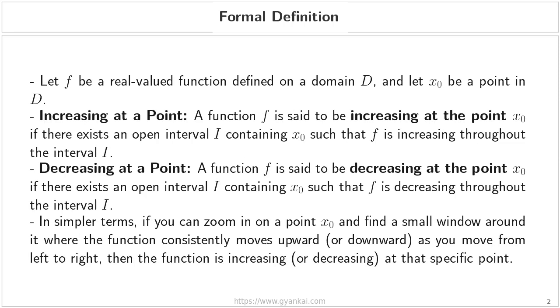To put this into simpler terms, imagine you are zooming in on the point x0. If you can find a small window around it where the function consistently moves upward or downward as you move from left to right, then the function is considered increasing or decreasing at that specific point. This conceptual window is what we will explore further using a real-world analogy in the next slide.